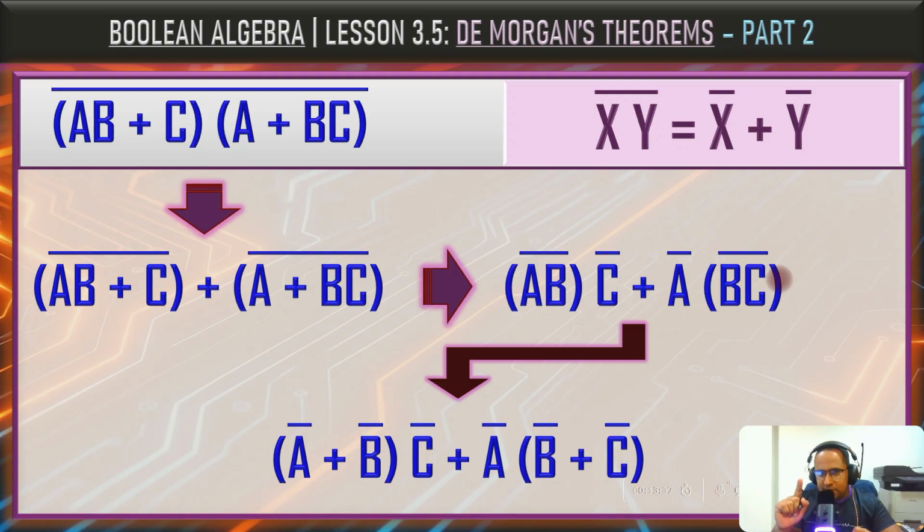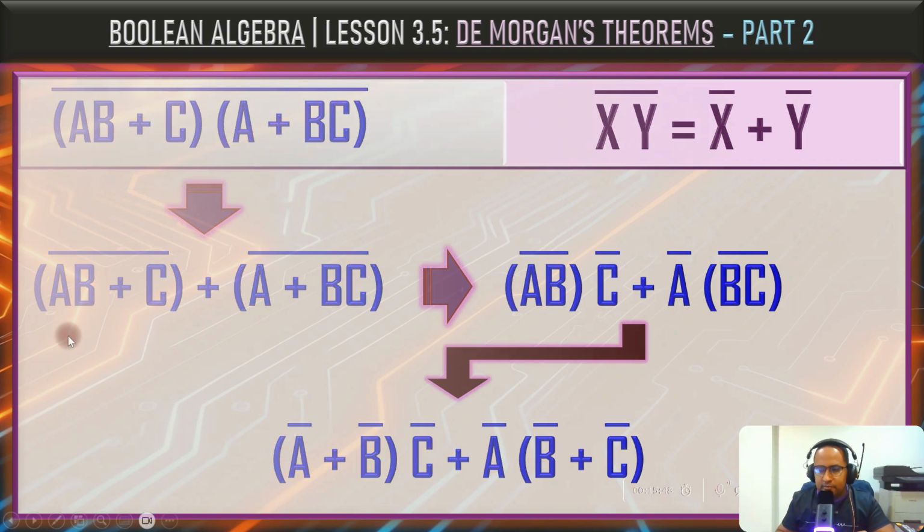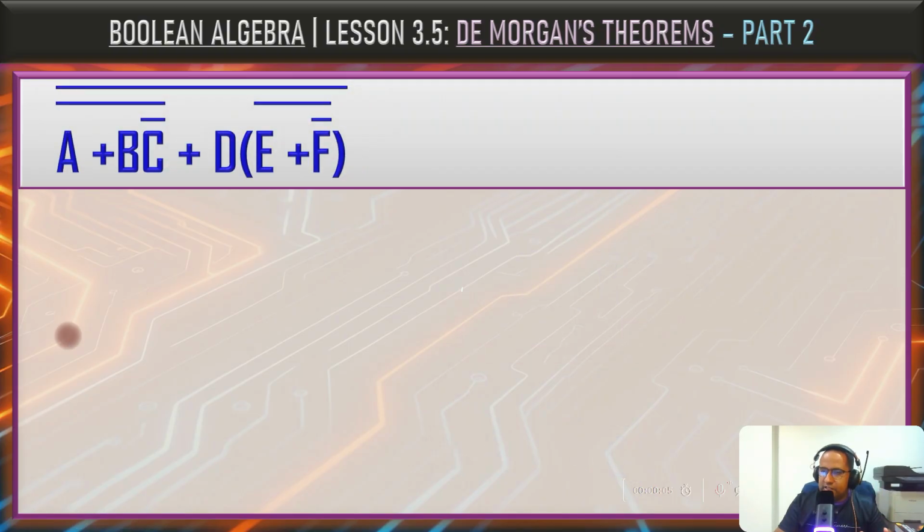Now you might be wondering, why didn't we apply De Morgan's theorem to the entire expression at once, since everything was complemented? Well, we could do that, but I don't recommend it. As expressions become more complex, it's much safer to apply De Morgan step by step. By working in layers, you reduce the chance of making mistakes, and this will become even clearer in the next examples. Now, let's simplify this expression applying De Morgan's theorems.